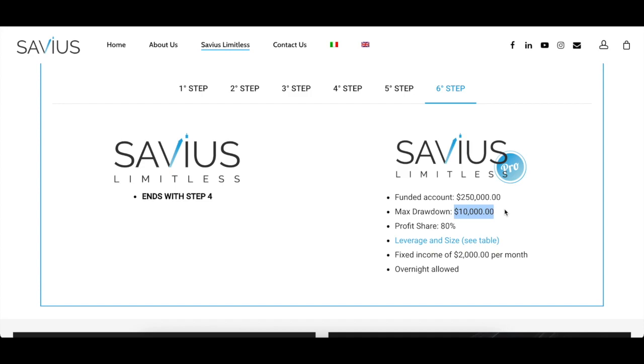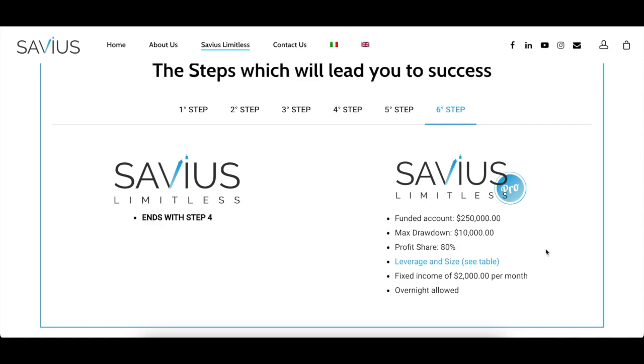Max drawdown $10,000. Honestly, I don't know how you hit a max drawdown of $10,000 trading 4 contracts, but that is what they give you. So just to sum up, I don't see any reason to go with this. The pro would be that it's a fixed fee. So I guess if you want to pay the one-time fee and just see if you have what it takes to navigate your way through all these steps, great.